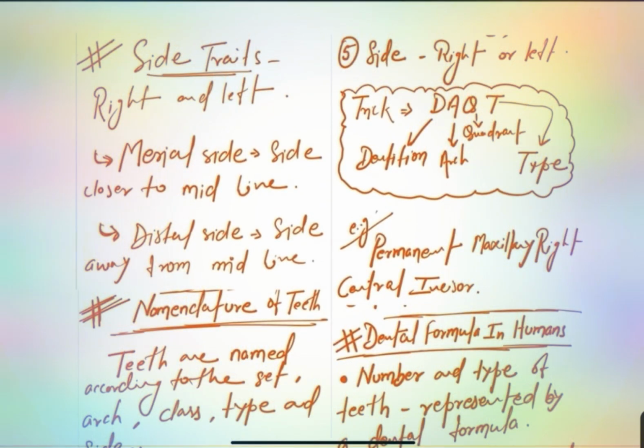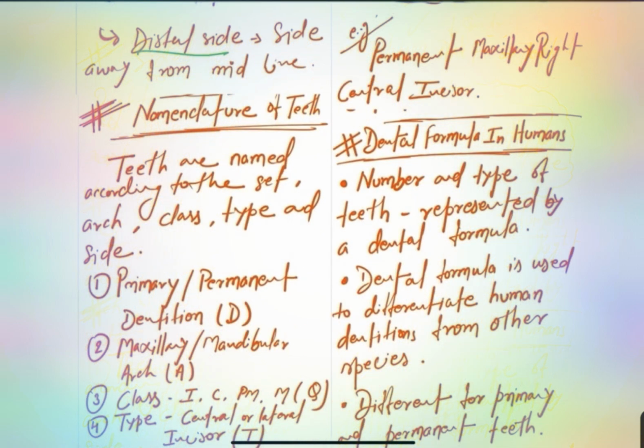Next is the side trait. Side trait is all about side, right and left side, like towards mesial or distal. Side trait, you will see mesial side closer to the midline, and distal side away from the midline. Clear?